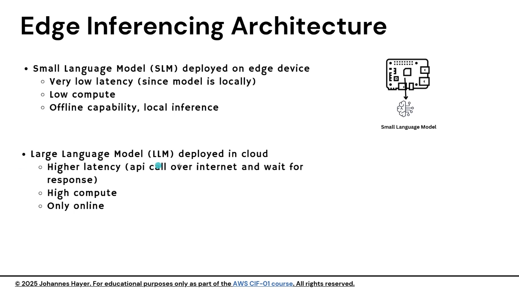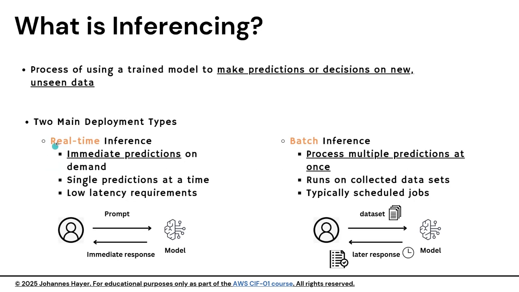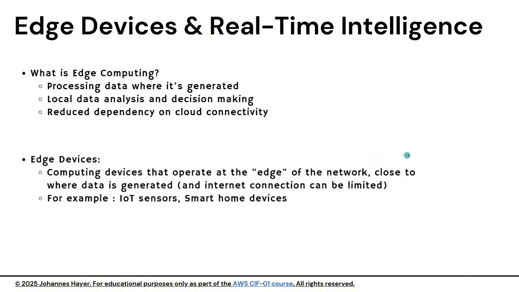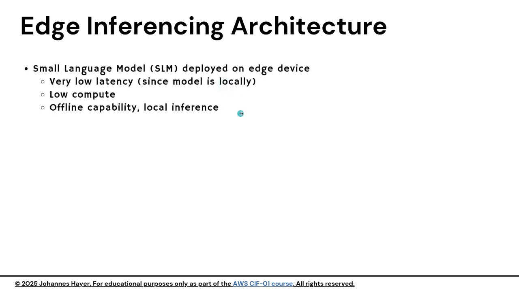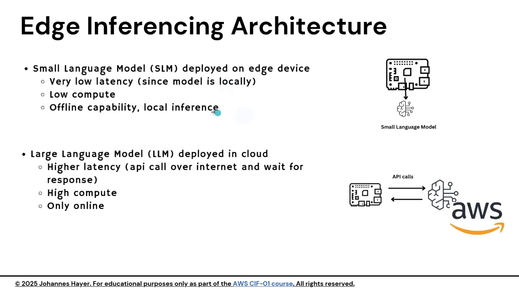exam. So the key points are: inferencing is actually when we put our model to work. We have now seen the two different types, real-time and batch, and also discussed inferencing on the edge domain, where we then have two options: the small language model locally on the device, or an API call, with its trade-offs that you should know.